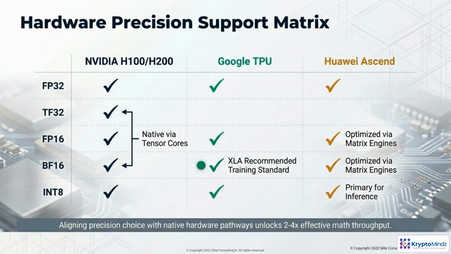Precision is one of the biggest performance levers you control across these accelerators. NVIDIA offers the widest menu: FP32 for safety, plus TF32, FP16, BF16, and INT8, all with strong tensor core support. TPUs are optimized around BF16. That's XLA's default, and usually the sweet spot for training. Ascend also leans into low precision, with FP16, BF16, and INT8 heavily optimized in its matrix engines. If you align your training precision with each platform's native path, 2-4x throughput gains are common.